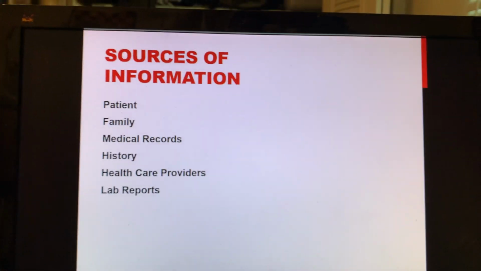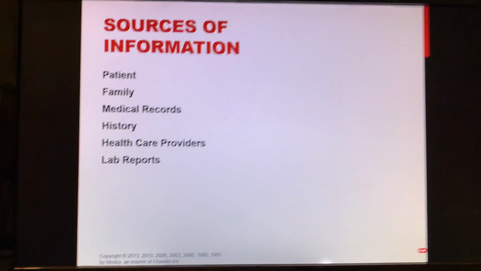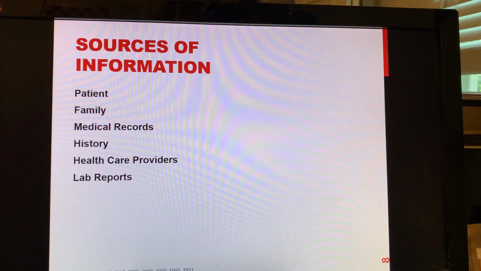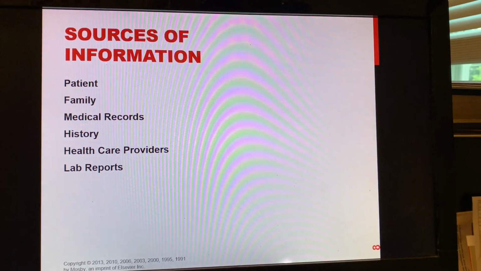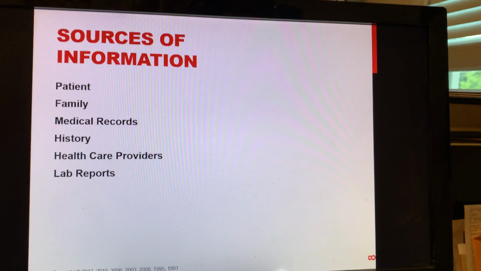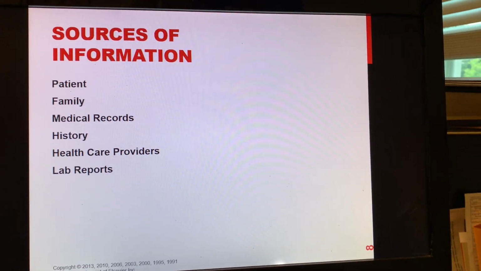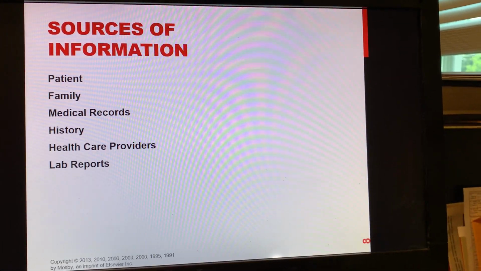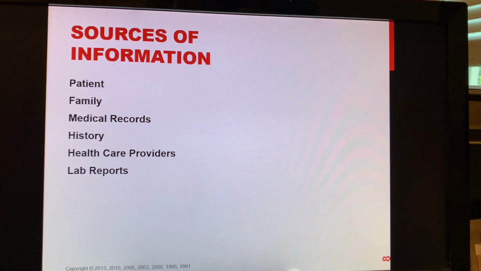When you are gathering sources of information about your patient, you can look to various sources. You can talk to the patient themselves, which is the most common. You can talk to members of their family, especially if it's a pediatric patient or a patient with certain challenges. You can look at a patient's medical records, current and past. You can take a history, what's going on with that patient, or look at the healthcare provider's history. And then lab reports, a nice objective way to tell what's going on with the patient physically.